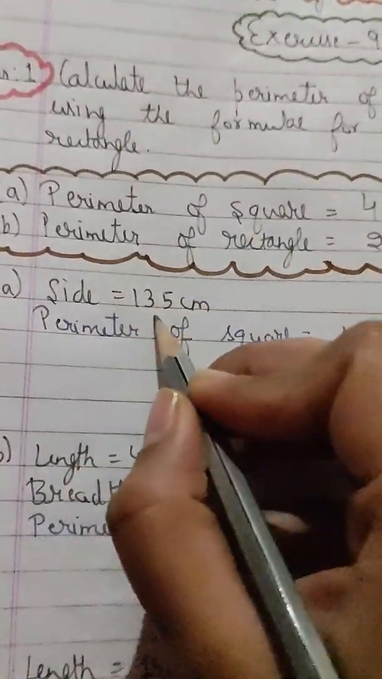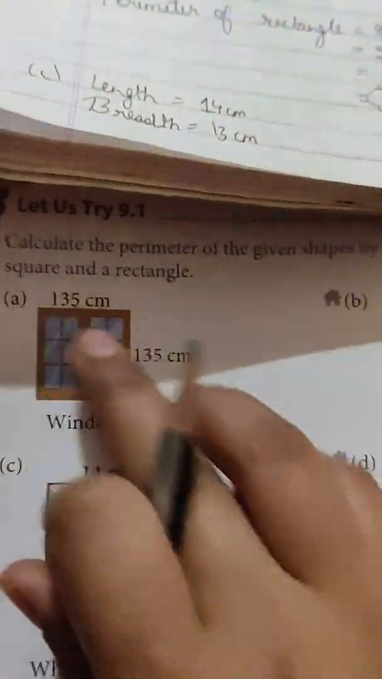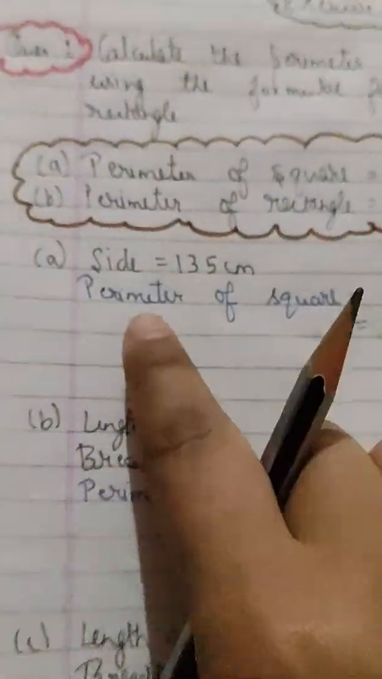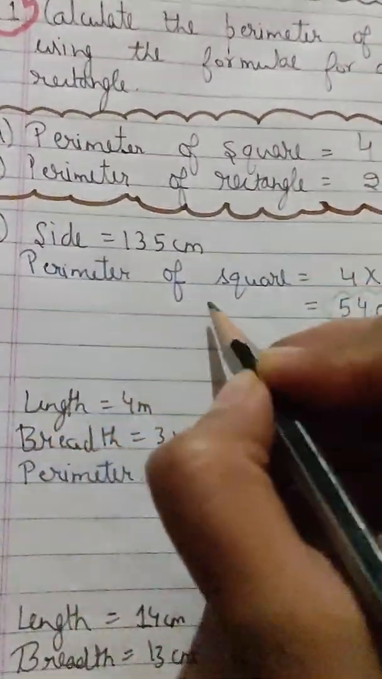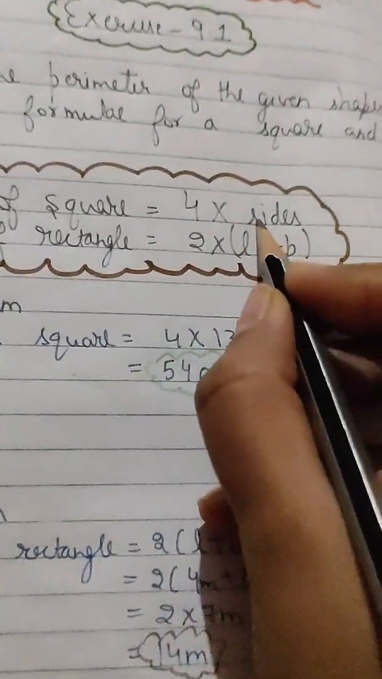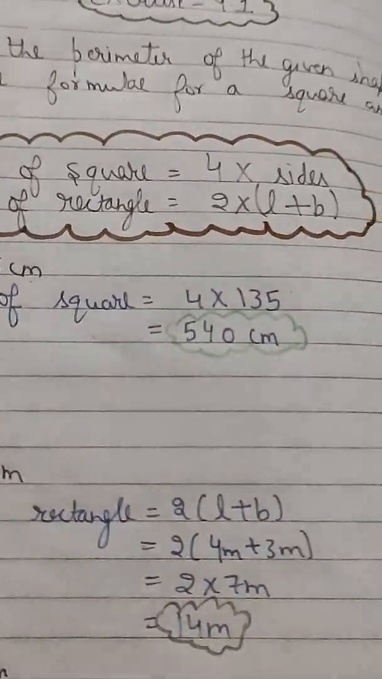So here side is equal to 135 centimeters. I have written only side, because as these are all equal, and a square always has equal sides. So we will use the perimeter of square. So perimeter of square is 4 multiplied by side, so it will be equal to, now 135 you have to multiply with 4.